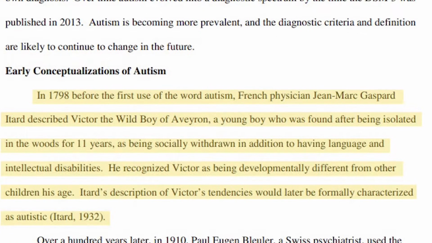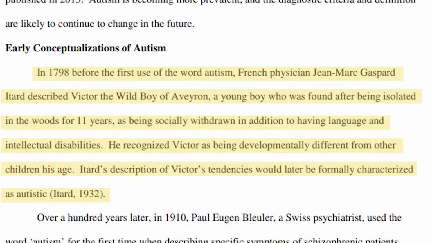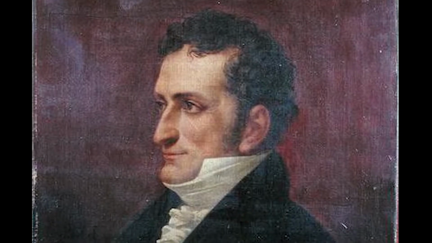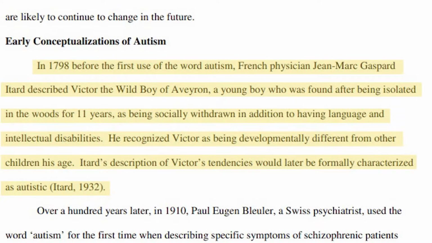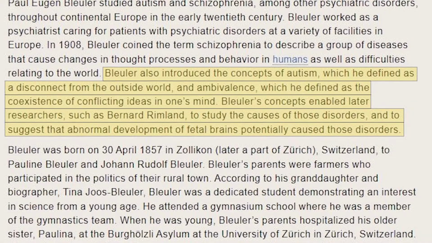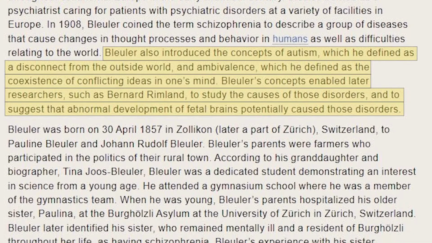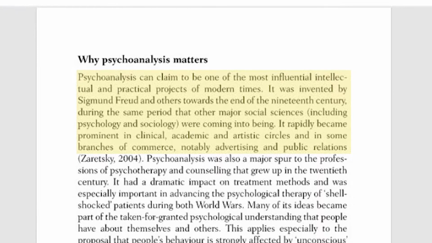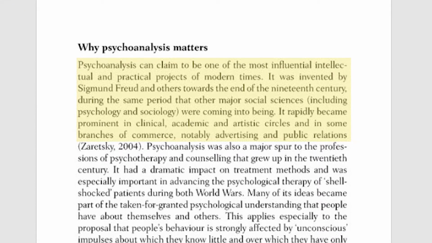To understand what is meant by this terminology, it may be beneficial to get a general overview of the history of autism. One of the earliest conceptualizations of autism in medical literature was in 1798 when French physician Jean-Marc Gaspard described a young boy as being withdrawn and showing signs of language and intellectual disability. Over 100 years later, in 1910, Swiss psychiatrist Paul Bleuler coined the word autism when referring to specific symptoms of schizophrenic patients.